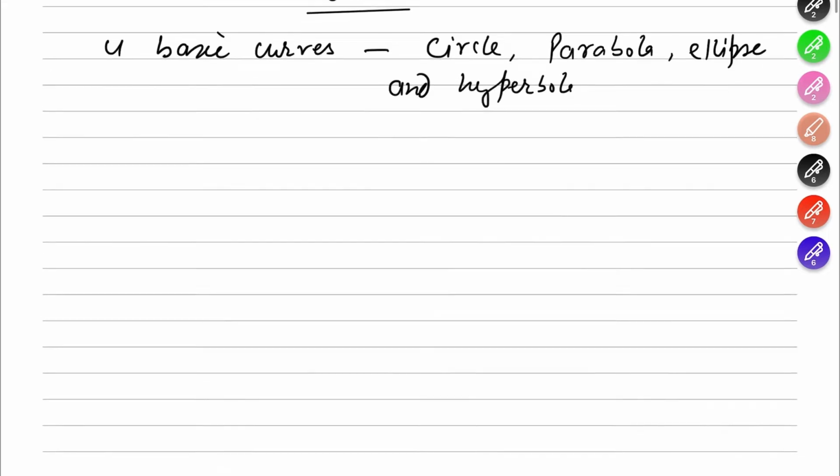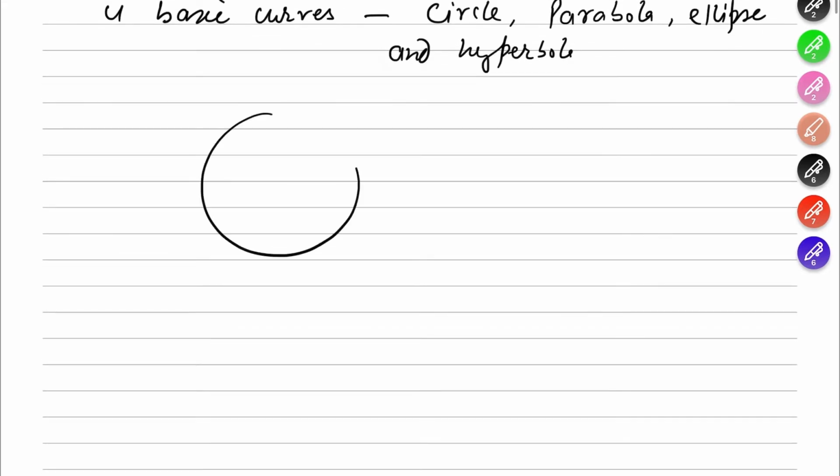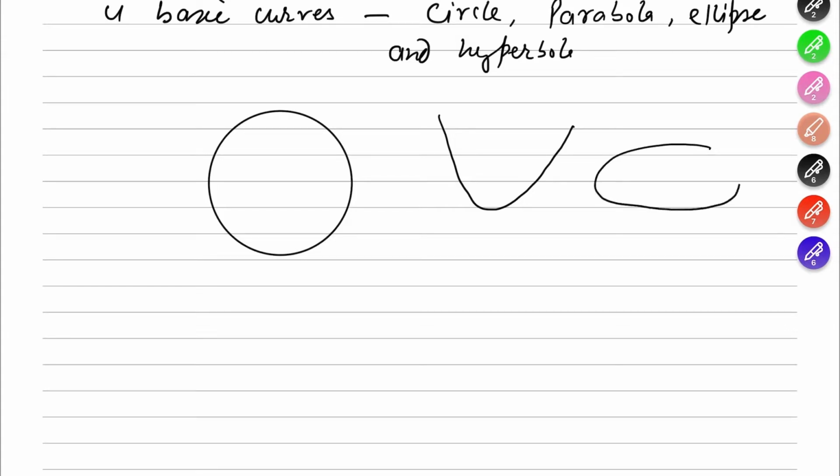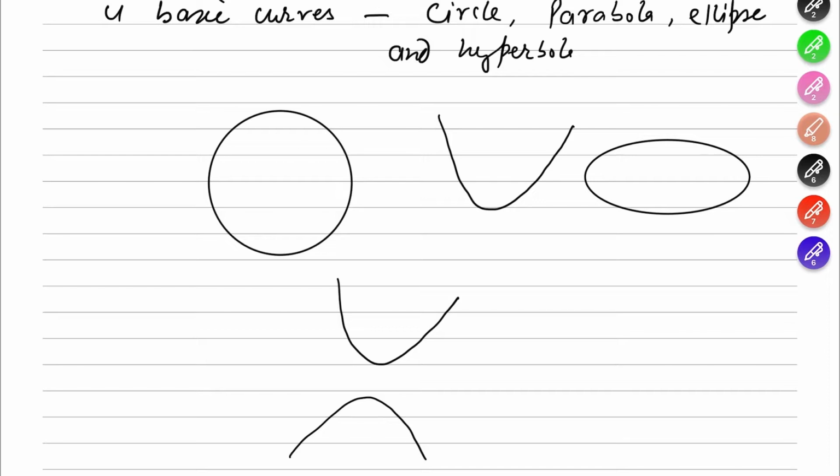So they are something like this. The circle is something like this. This is circle, we know the shape. This is parabola, this is ellipse and this is hyperbola.